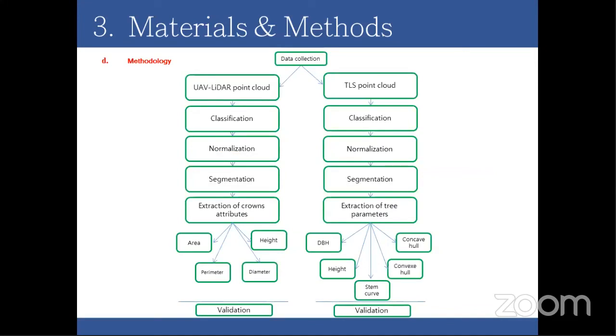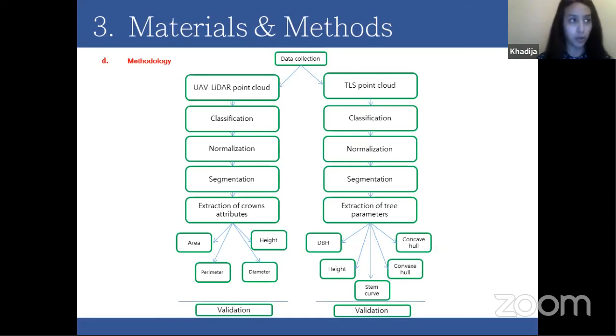In our study, we suggest a methodology based on a first segmentation of the ALS point cloud, followed by a second segmentation of the TLS point cloud at the plot level. The first segmentation will provide the delineation of individual crowns for which we extract some attributes, while the second segmentation aims to delineate individual trees from which other dendrometric parameters are automatically extracted.